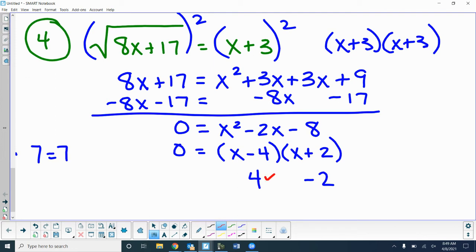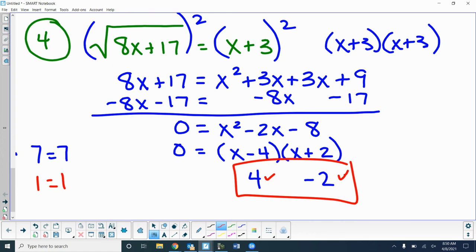So that works, right? What's 8 times negative 2? Negative 16 plus 17, positive 1. What's the square root of 1? 1. What's negative 2 plus 3? That's positive 1, right? So they both work. So we checked them, and they both work. So check them.